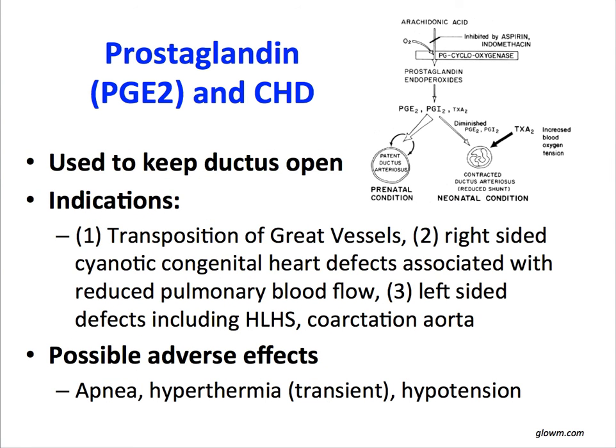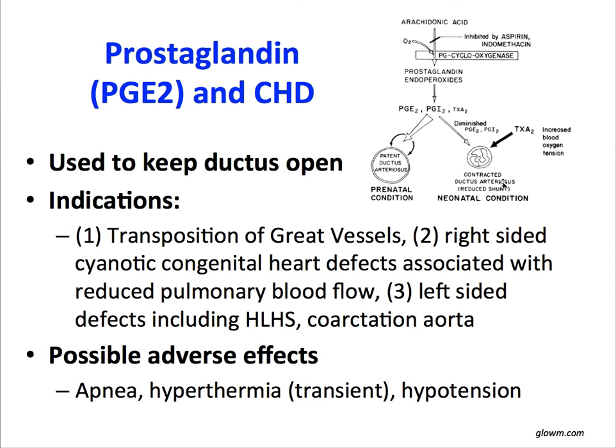Prostaglandins are used to keep the ductus open. In the graphic at the top, you can see that the prostaglandin pathway can be inhibited by aspirin and indomethacin. Indomethacin is the one that's usually used. And when prostaglandins are present, the ductus is open, and that's the prenatal condition. And after birth, in the neonatal condition here, when prostaglandins diminish, the ductus contracts and the shunt is reduced, and it closes over time. We want the ductus open in certain lesions. We mentioned hypoplastic left heart, transposition of the great vessels. We did not mention, but that's another one. Right-sided cyanotic congenital heart defects associated with reduced pulmonary blood flow, because blood flow can come then from the aorta into the main PA through the ductus, and we want to keep it open for those situations.